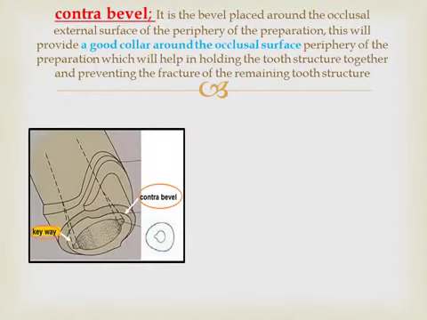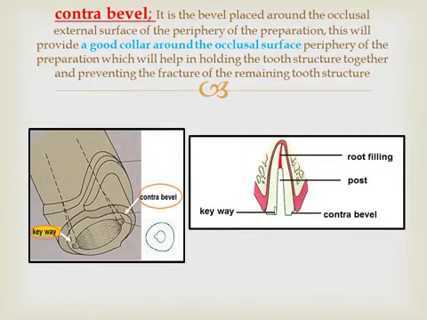If there is supragingival tooth structure, a flame-shaped bur is used to place a contra bevel. It's the bevel placed around the occlusal external surface of the periphery of the preparation, and this will provide a good collar around the occlusal surface, which will help in holding the tooth structure together and preventing fracture of the remaining tooth structure. In this picture, we can see well the contra bevel and ferrule.